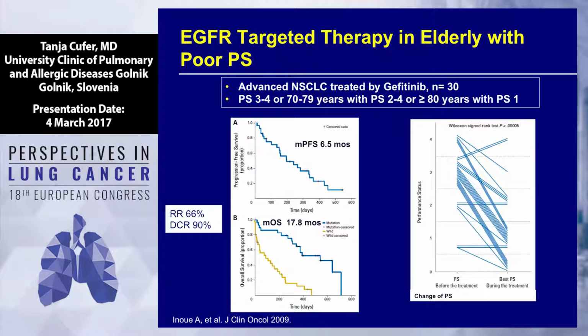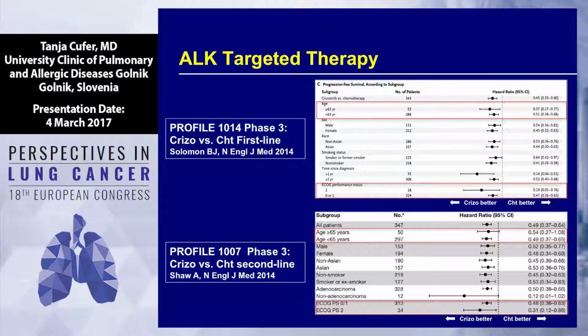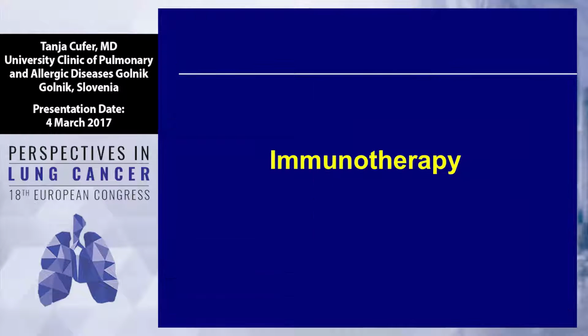And on the right, you can see the improvement in performance status in the majority of the patients, which comes very, very quickly. So in targeted therapy, which is very effective therapy, there is no selection according to the performance status or according to the age. For targeted therapy, just for illustration, patients up to performance status 2 have been included in 2 pivotal trials. The benefit is comparable regardless of the performance status and regardless of the age.